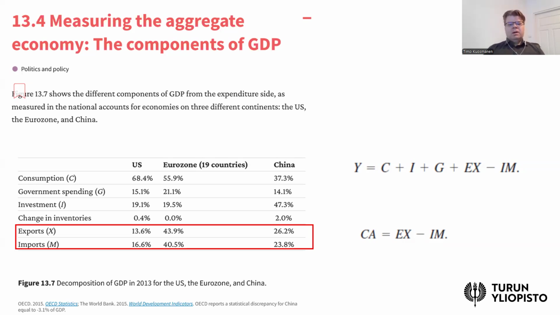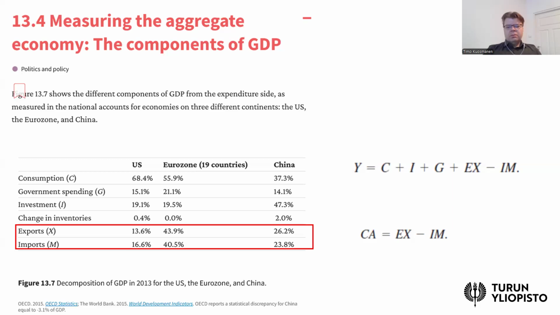If you have followed my introductory economics course, you may have seen this table before. From the expenditure side, the GDP consists of household consumption C, government spending G, and investment I, plus some kind of additional smaller correction factors. And in a country that has international trade, we also need to take into account exports and imports. So the exports and imports contribute to the GDP in the system of national accounts.